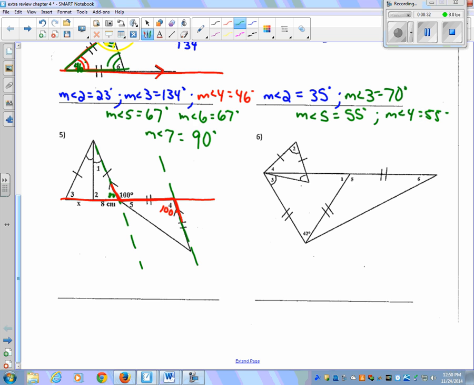Now, if this is 80, then this has to be 80 because of the isosceles triangle theorem. These two sides are the same, therefore the angles across from them are congruent. So the measure of angle 3 is 80 degrees.